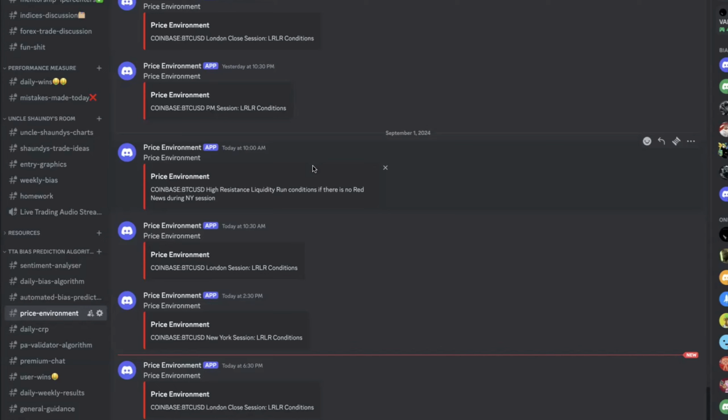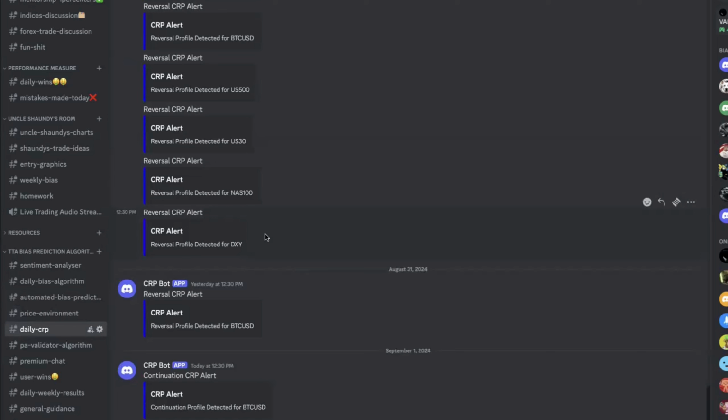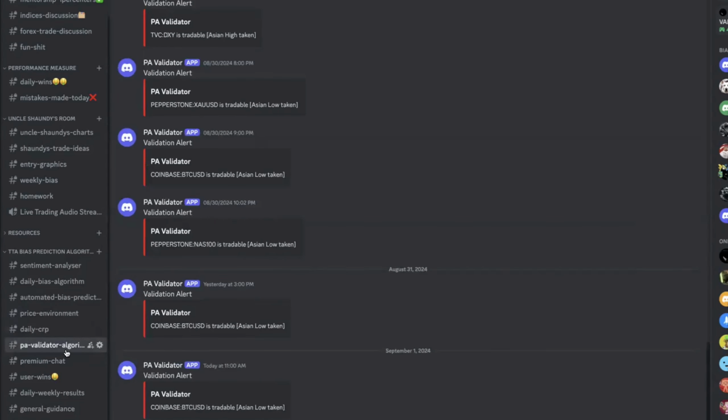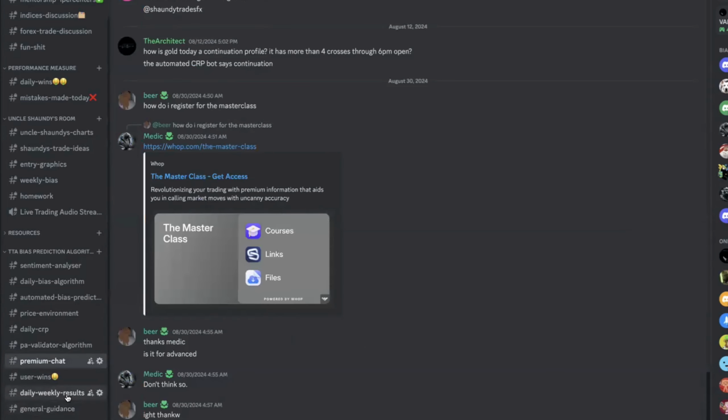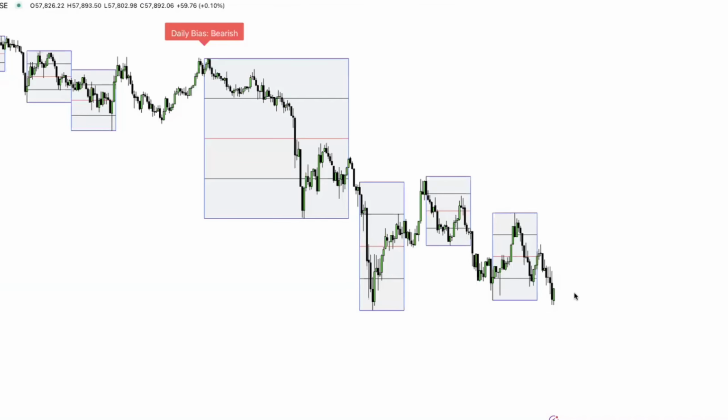Yes, I created the CLS concepts as well. Now, this is for the users that don't spend all their time on the charts, and for those that don't like to have a lot of indicators on their screen. So you can see, apart from the bias scoring system and the price phase prediction, everything else is set up as an alert system as well that you can use. Everything is there. So you have the daily CRP, which tells you whether the daily candle is going to be a reversal or a continuation candlestick. You have the price action validator algorithm, which gives you an alert on when a certain pair is eligible to trade without being faked out. Then you have the premium chat, of course, and the daily and weekly results. So that is our Discord alert system.